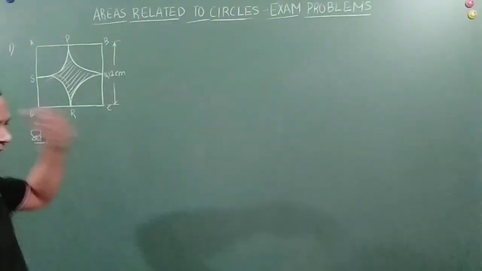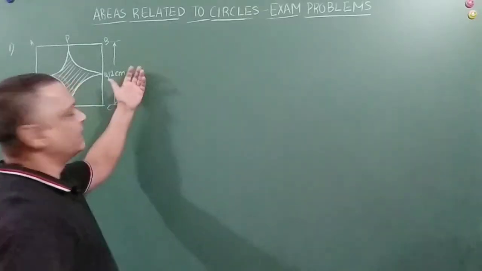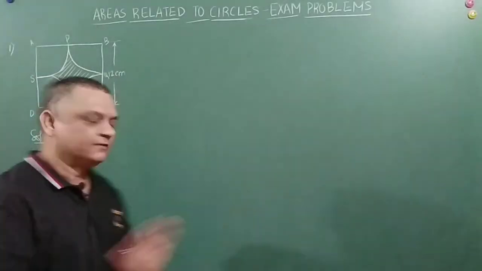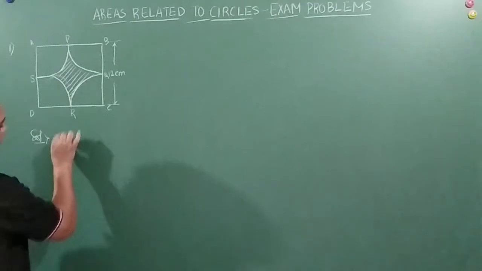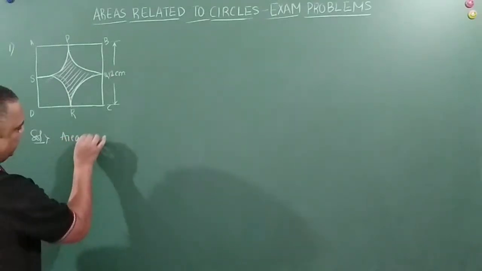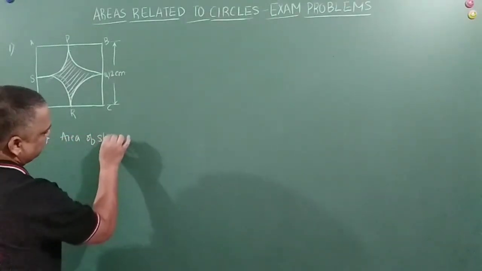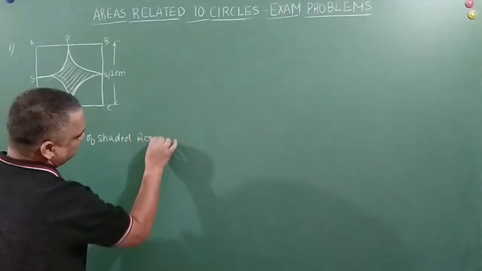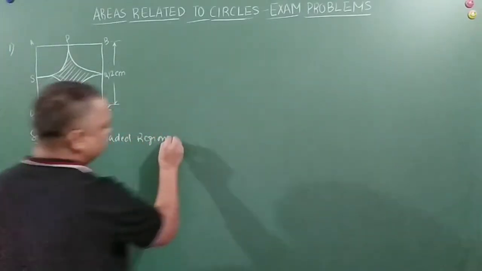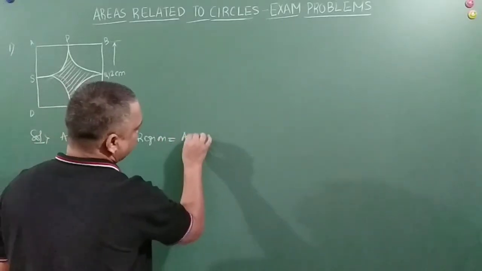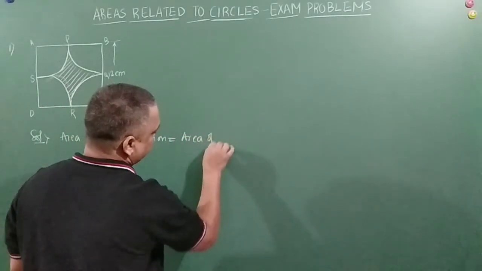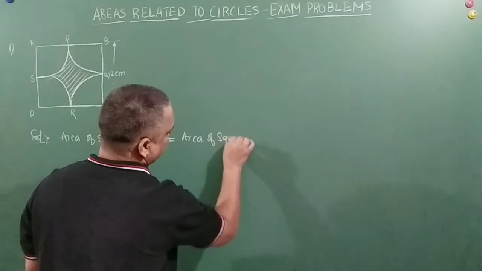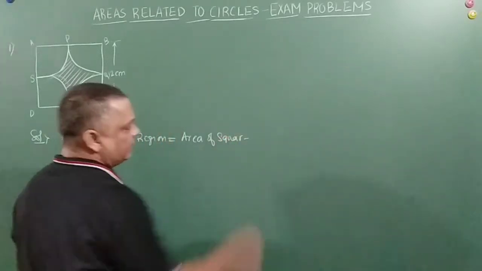Now for finding out the area of a square, side is already given to us. Good enough. So area of shaded region is equal to area of square minus area of circle.